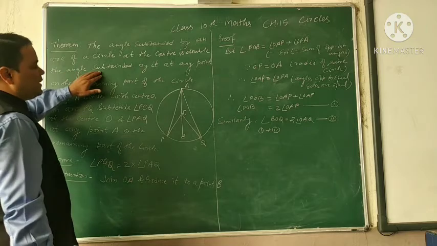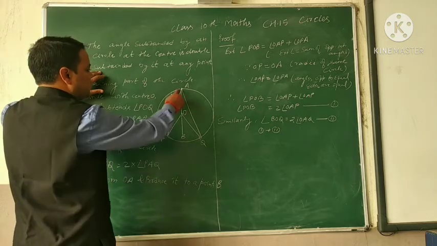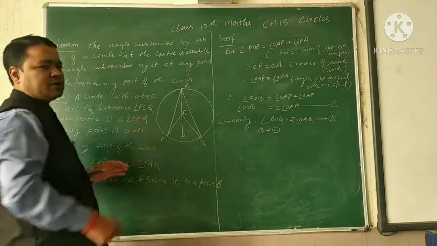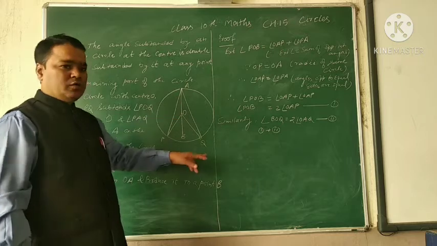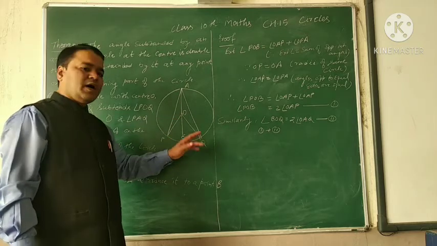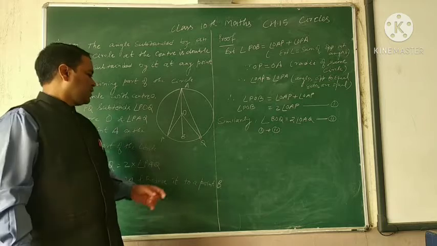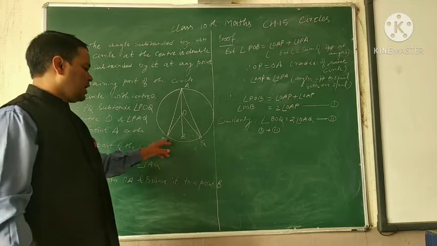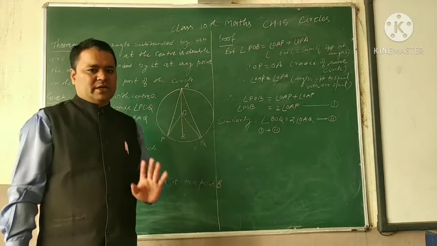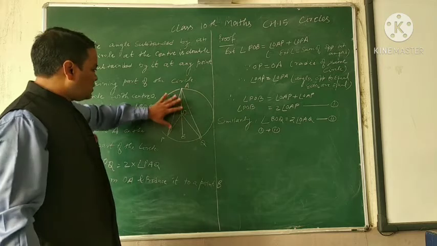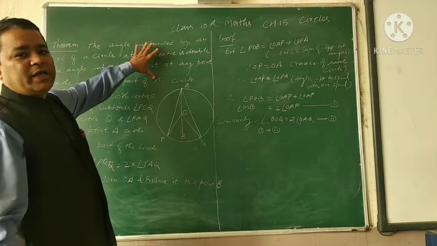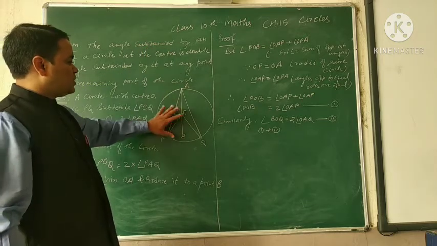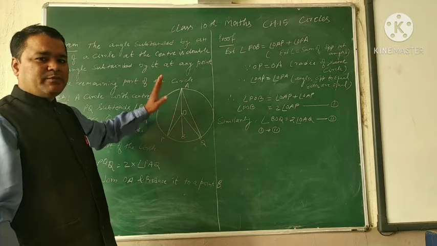The angle subtended by it, the same arc, is the angle PAQ at any point on the remaining part of the circle. So here PAQ is the angle subtended by PQ on the remaining part of the circle, and POQ is the angle subtended by arc PQ at the center of the circle. All these conditions are included in this statement. If the statement is given, we have to consider all the things and prove it.